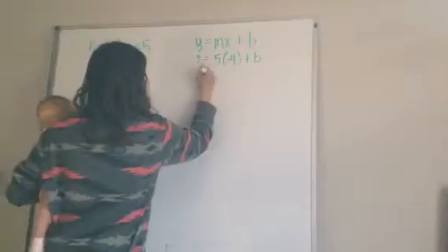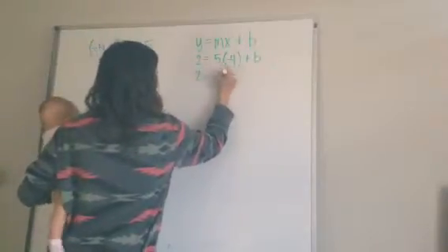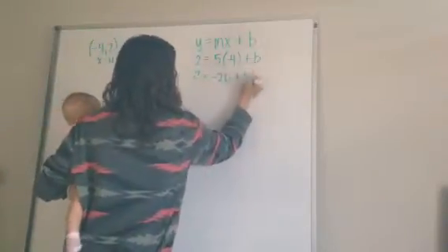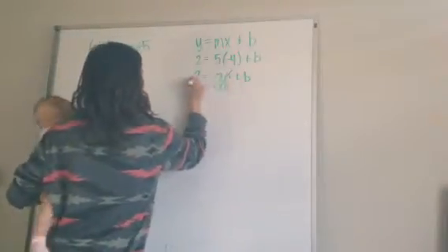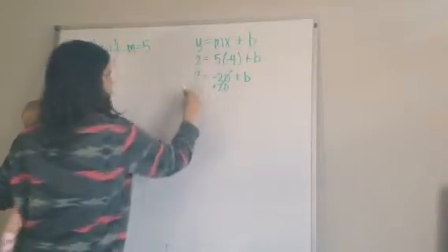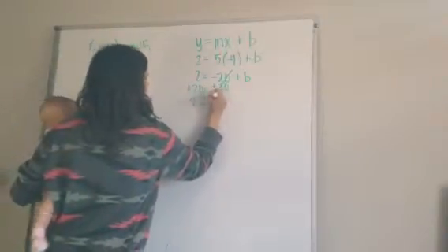Okay, so I'm going to do 5 times -4. So 2 equals 5 times -4, which is -20, plus b. And then I'm just going to add 20 over. So then 2 plus 20 is 22.